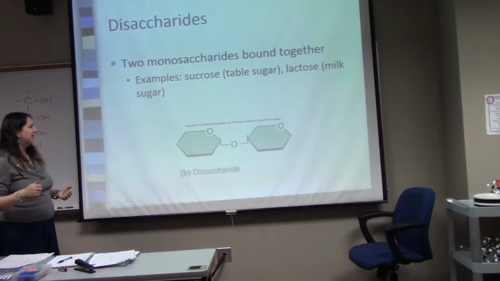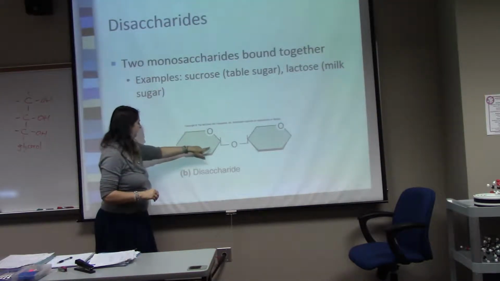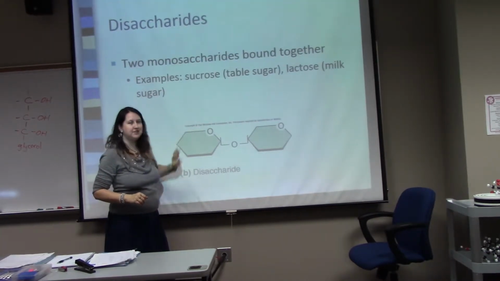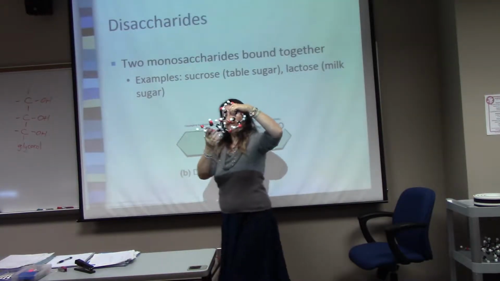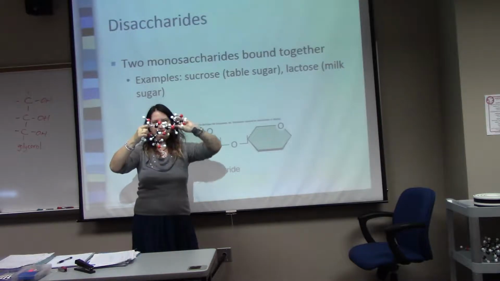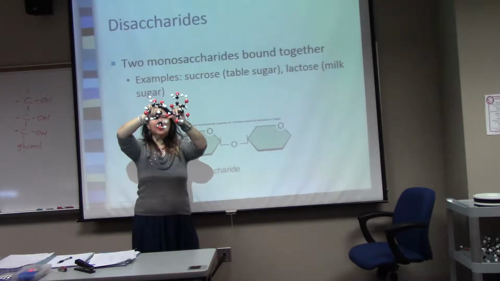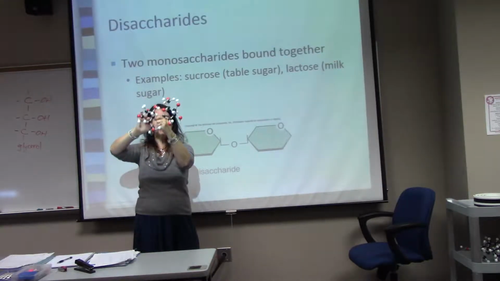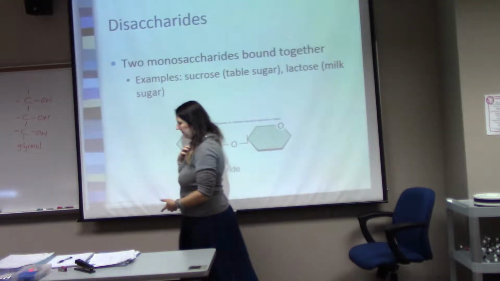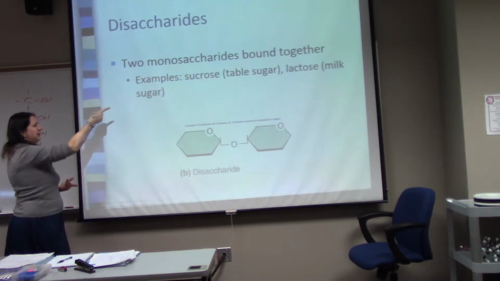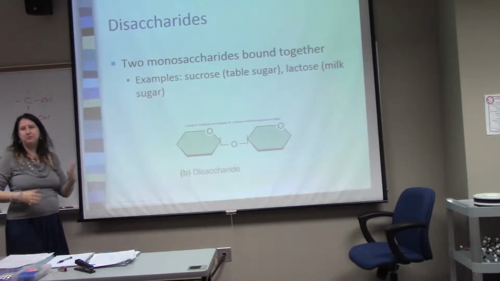To get a disaccharide, you hook 2 monosaccharides together. Here's our 2 6-sided sugars. So if you get this in front of you and fiddle around with it, you can find the 2 rings, one for each monosaccharide, and then here's the oxygen bridge holding them together. Our table sugar, sucrose, is a disaccharide. So is lactose, the sugar in milk. What makes them different is which monosaccharides are in them.